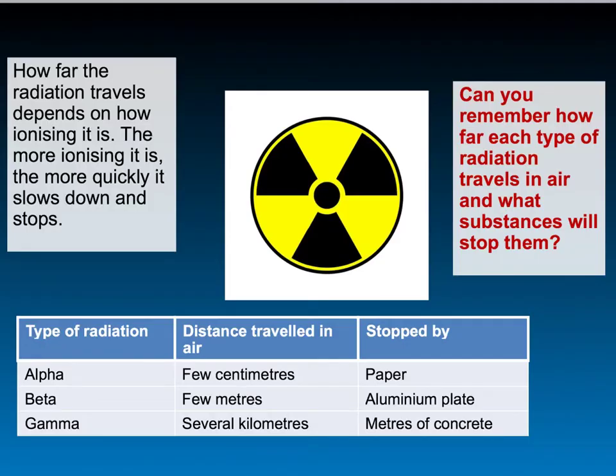How far radiation can travel depends on how ionizing it is. The more ionizing it is, the more quickly it can slow down and is stopped. Alpha radiation can travel a few centimetres in air and is stopped by paper. Beta radiation can travel a few metres in air and is stopped by an aluminium plate. And gamma radiation can travel several kilometres in air and needs metres of concrete to reduce it, and even that doesn't stop it altogether.